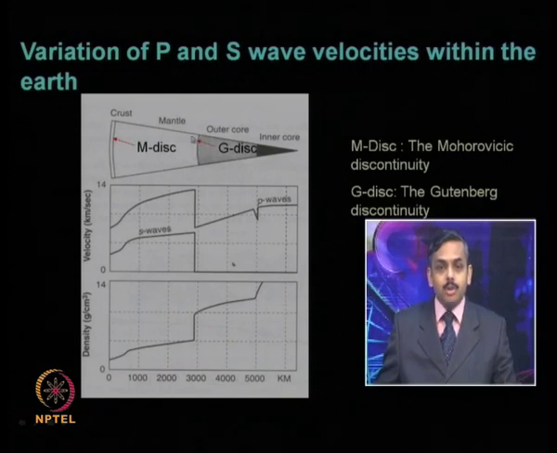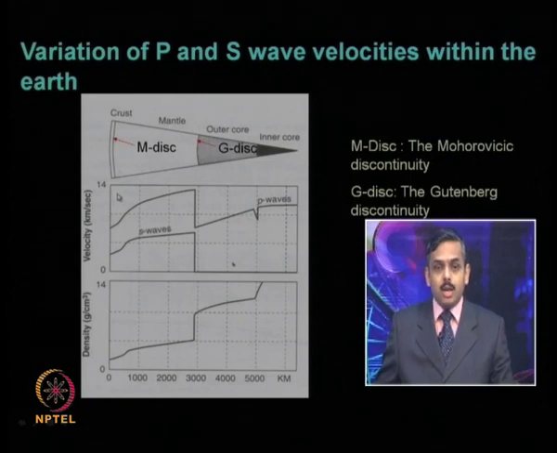And the boundary between the mantle and the outer core is known as G discontinuity or Gutenberg discontinuity. This we have discussed just a few minutes back in the case of secondary wave or shear wave, when we were discussing the characteristics of S wave. So, this is G discontinuity and this is called M discontinuity. Now, let us look at the typical velocity of P wave and S wave in the various layers of the earth.